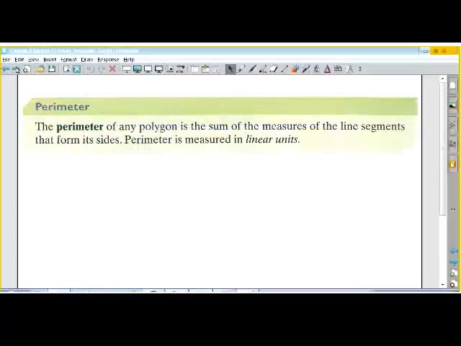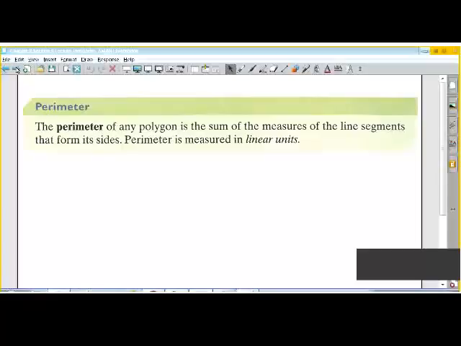you don't need to. So the perimeter of any polygon is the sum of the measures of the line segments that form its sides. Perimeter is measured in linear units. Because we're not going into things like trigonometry or even sines and cosines and tangents, the way you calculate the perimeter is just, they have to give you all the lengths and you just add the lengths together and you get an answer.